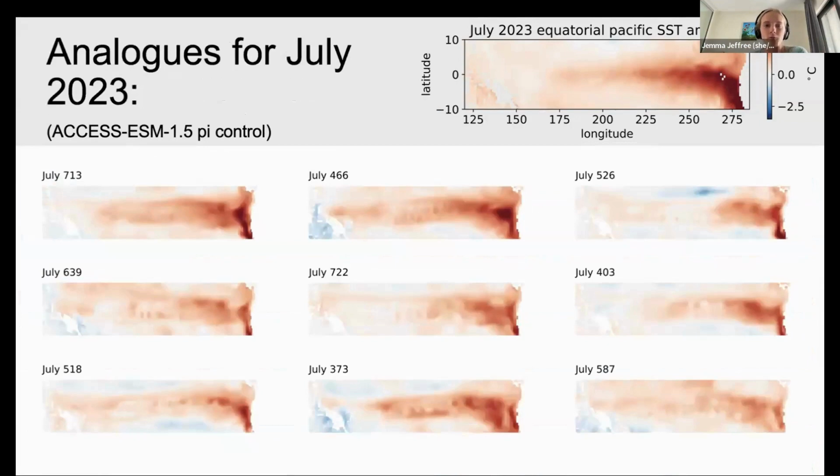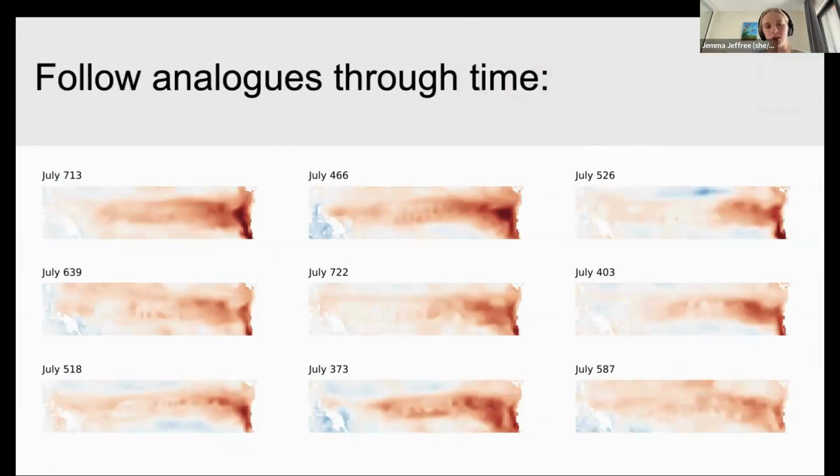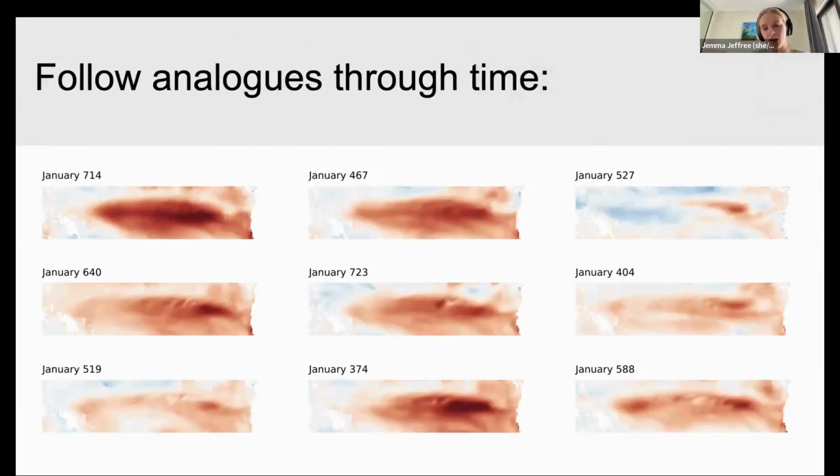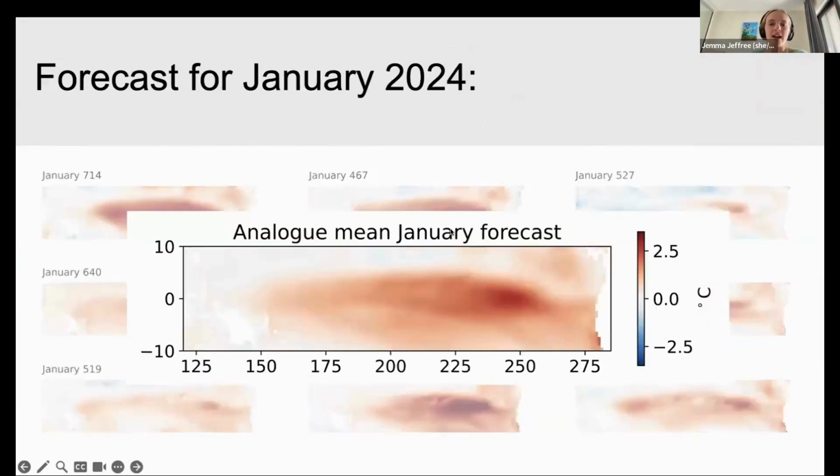And if you do that for the full ACCESS pre-industrial control, you might get these nine Julys that look the closest to the July that we're trying to match in 2023. And then your forecast is as simple as just following those through time in the control run that you already have data from. So we go into August and follow those through to maybe January and average them again. And that's the forecast from the analogs.